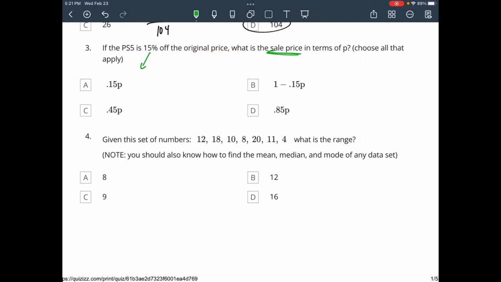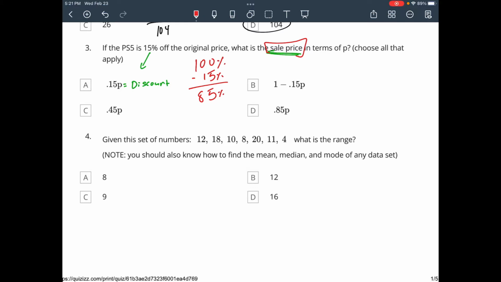Point 15 is the discount. But we're not asking for the discount. We're asking for the sell price. How much do I pay when I go to the counter? I don't pay 15%. No. I still have to pay 100% minus 15% because it's only 15% off. I still have to pay 85% out of my pocket.